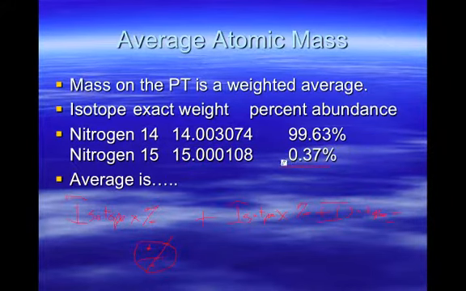If you divided by 2, you're going to get something like 7. There's no way you average together 14 and 15 and get 7, right? So we don't ever want to divide. We're going to 14 point that and 15 point that times those two percentages. You guys should be able to tell 14 is much more important here at 99.63% than nitrogen 15. And the average atomic mass ends up being 14.01. And that's really easy to do.